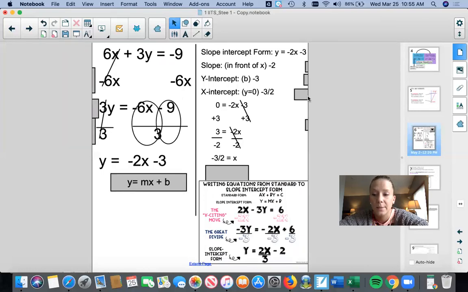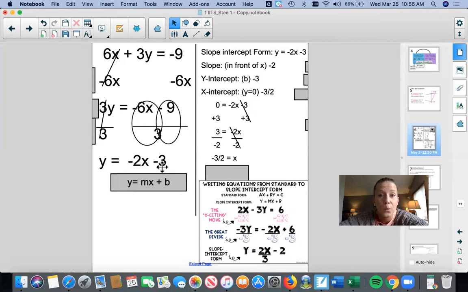Now, let me review that, okay? Standard form. We have to do the exciting move by subtracting. The reason it's subtraction is you are moving the variable, so you need to do the inverse, okay? It's always supposed to be positive, so that's why you're always going to be able to subtract first. Then the great divide, you don't always have to do the great divide. If y is already by itself, you're done, okay? You might only have to do one step.